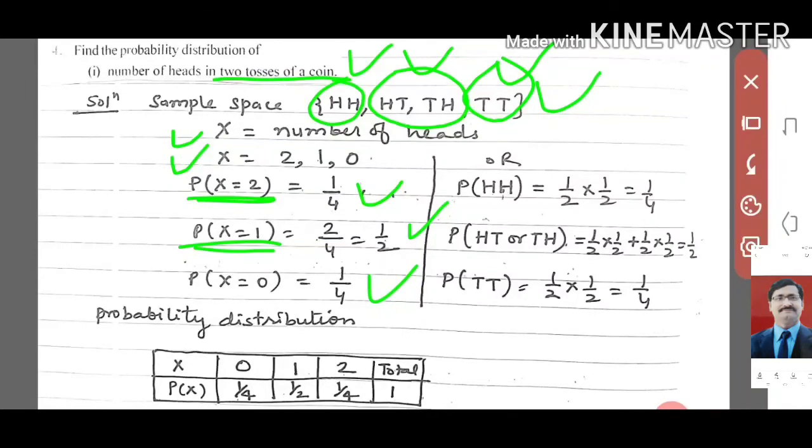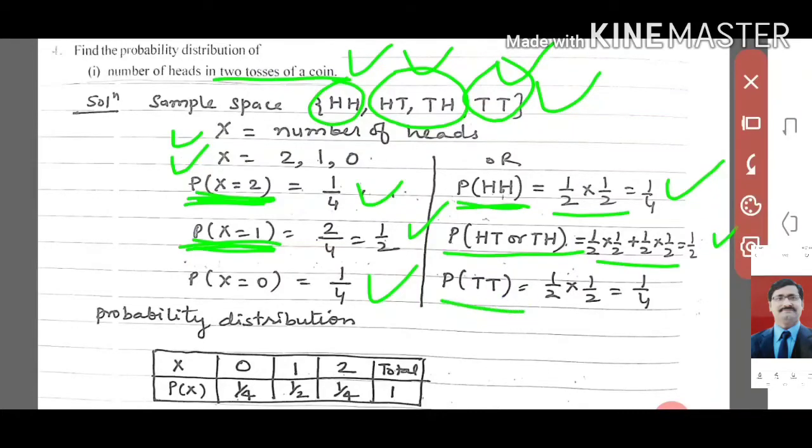Now you can find this in another way also. P of X equal to 2 means P of head head, heads 2 times. You can write these events as independent events. First time head, what is the probability? 1 by 2. Second time head, what is the probability? 1 by 2. So you will have 1 by 4. So here also you have 1 by 4. So both are the same. Now P of X equal to 1 means you get 1 head, that is head tail or tail head. So you can use 1 by 2 into 1 by 2 plus 1 by 2 into 1 by 2, and you get 1 by 2.